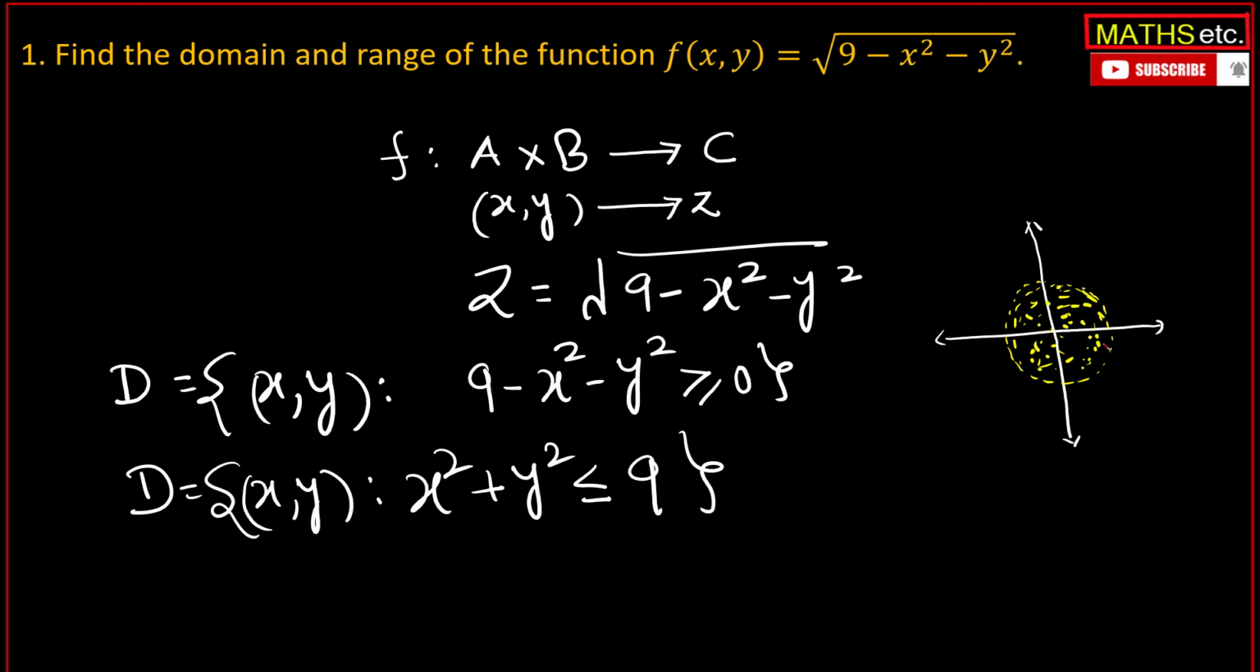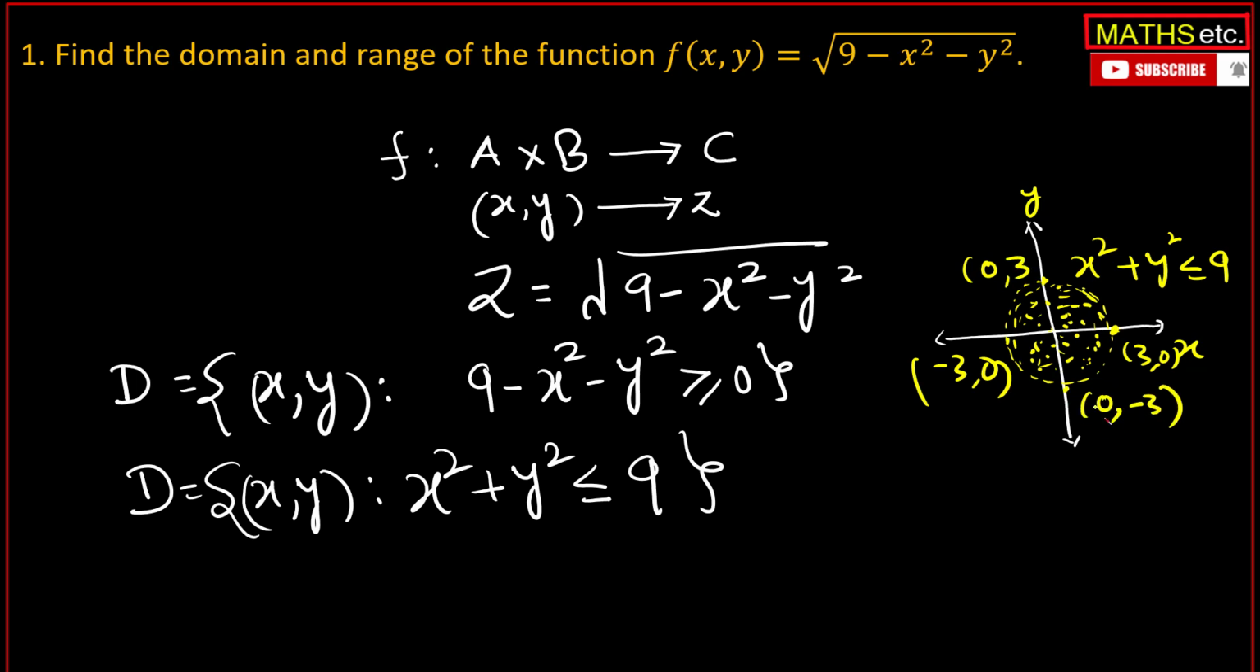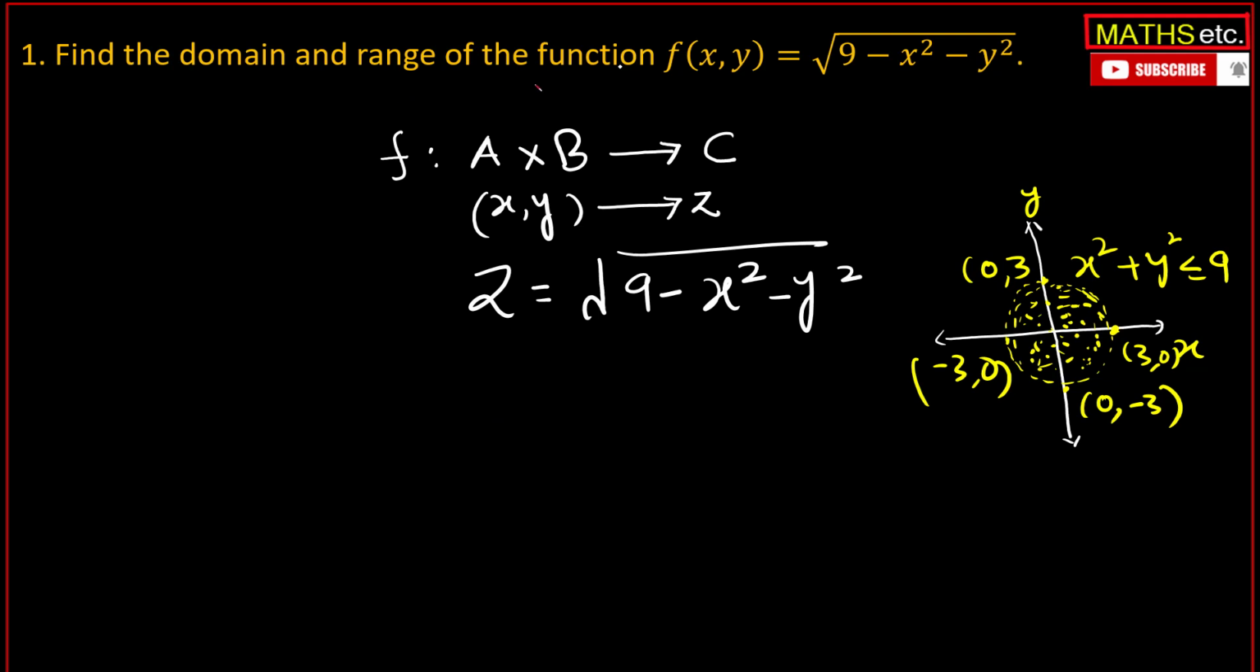this disk. This denotes the x-axis, y-axis, and this dotted region entirely denotes x square plus y square less than or equal to 9. This point will be (3, 0), this point will be (minus 3, 0), this point will be (0, 3), and this point will be (0, minus 3). So geometrically, all these (x, y) points in this closed disk in the xy plane form the domain of the given function. Now we have to find the range of the function.